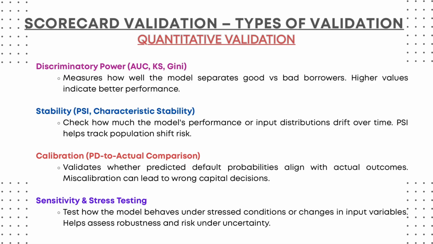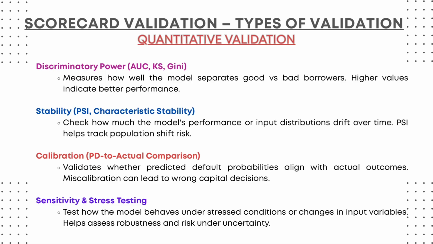The higher value indicates better performance. So closer to 1 means better discriminatory power. The tests that fall under this can be AUC, KS, Gini. Next, the check is the stability check. It checks how much the model's performance or input distribution drifts over time. PSI helps track population shift risk. The tests that fall under are PSI, the Population Stability Index, and CSI, Character Stability Index.